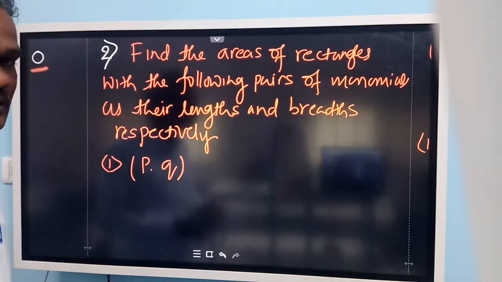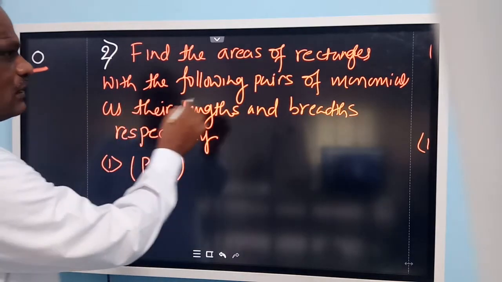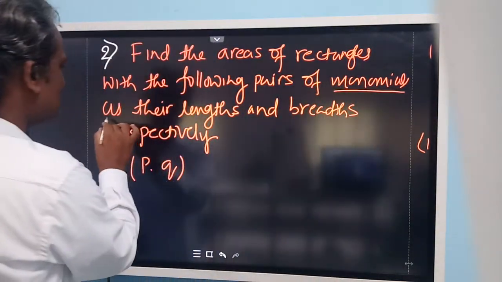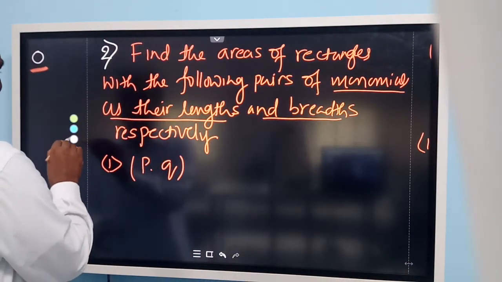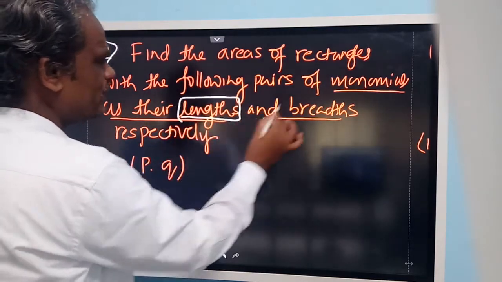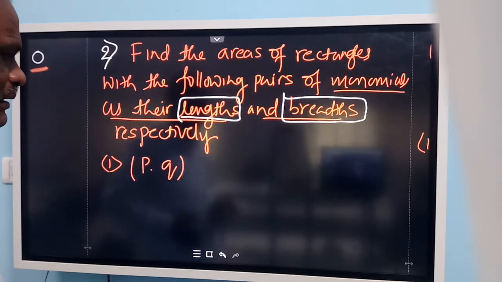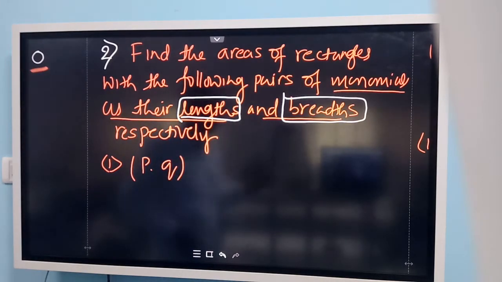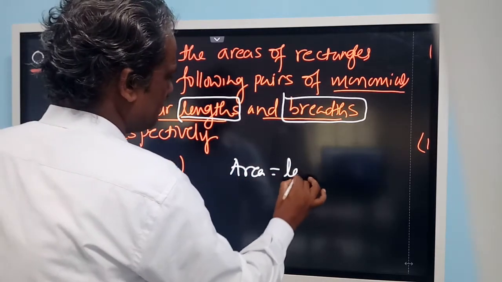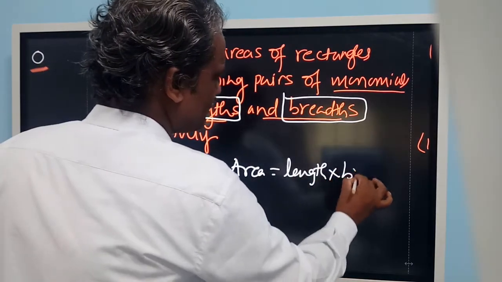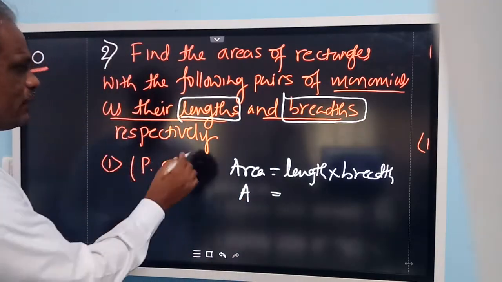See this question, all of you listen, look at this. Find the areas of the rectangles with the following pairs of monomials as their lengths and breadths respectively. So they are given the monomials as the lengths and breadths of the rectangles. You know what is the formula to find the area of the rectangle? Area is equal to length into breadth.